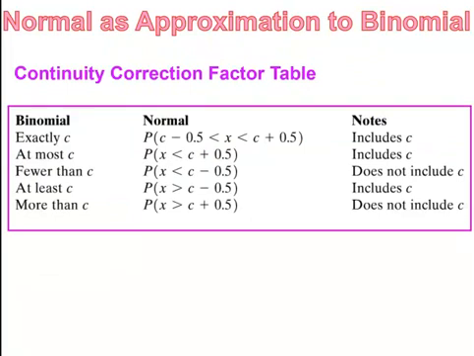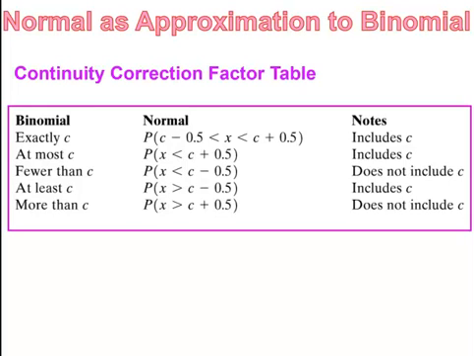So here is the continuity correction factor table. If you have exactly a value, then the interval for the normal distribution would be the exact value minus 0.5 to plus 0.5. So it would be between those two values. If you have the wording at most some value, then you would need to make sure that value was included, so you would add 0.5 in the interval.